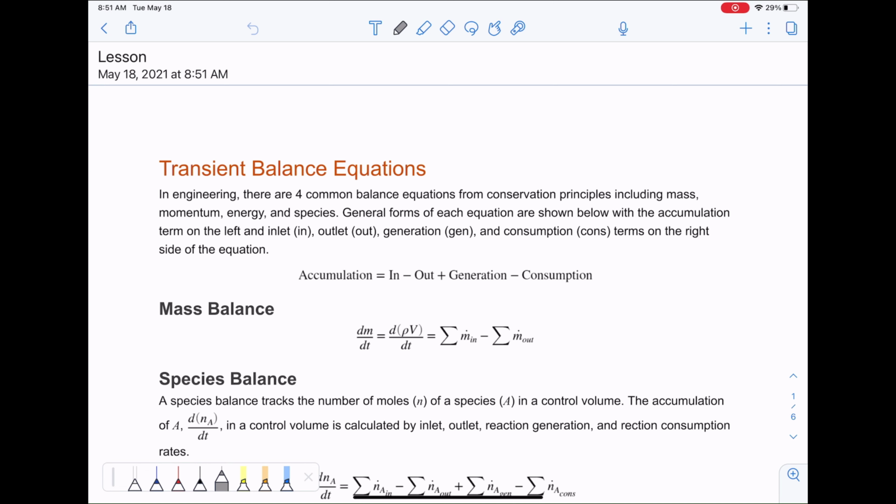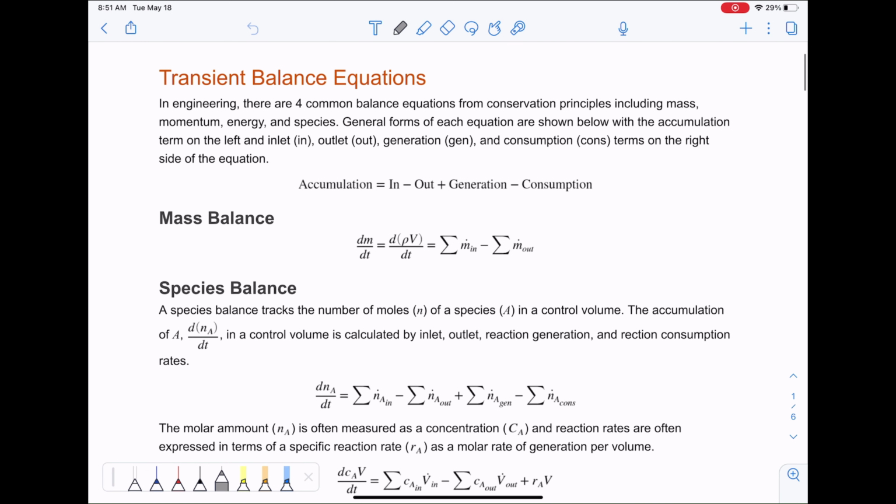In this exercise, we're going to go over the transient balance equations and specifically just discuss each of these balance equations, and we'll go over an example in MATLAB. Our general equation is going to be what we have in front of us right here. Accumulation is equal to what's coming in minus out plus generation minus consumption.